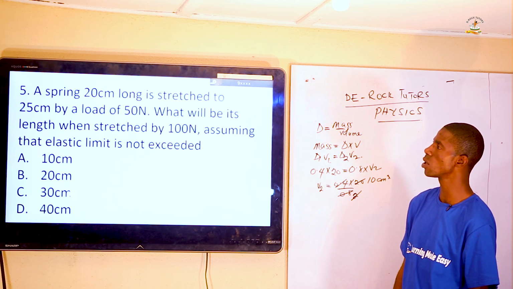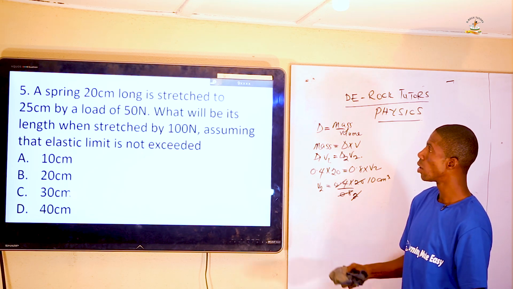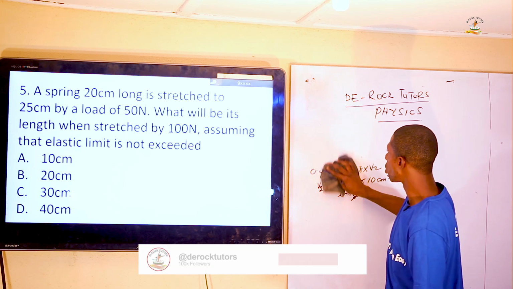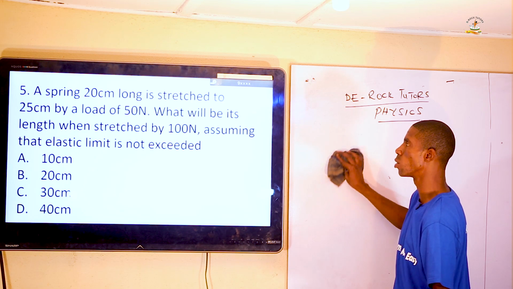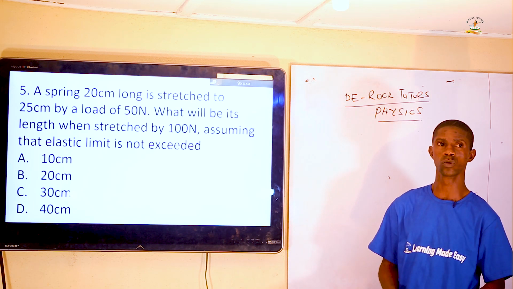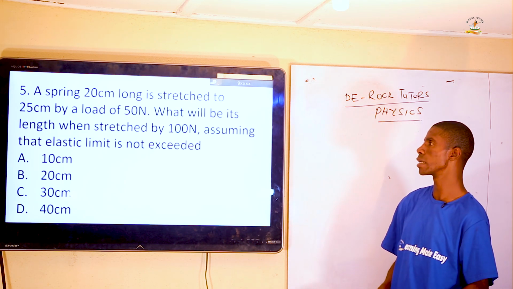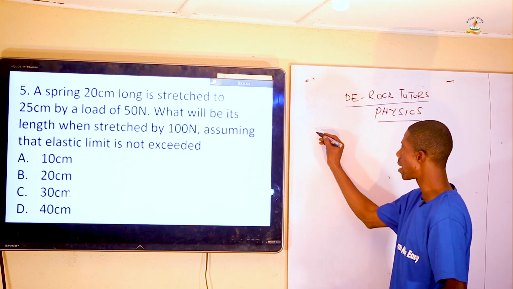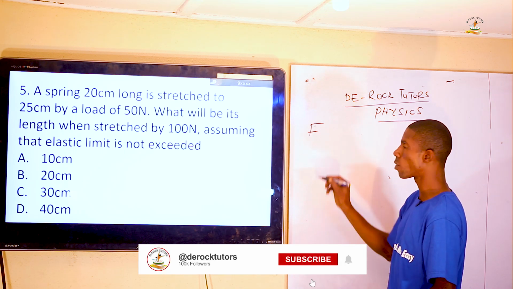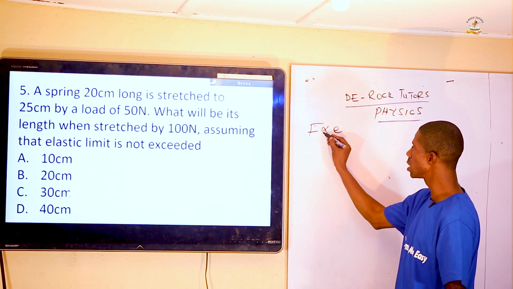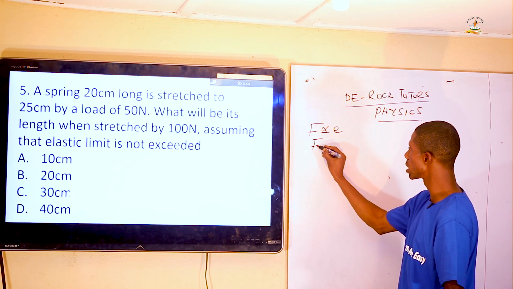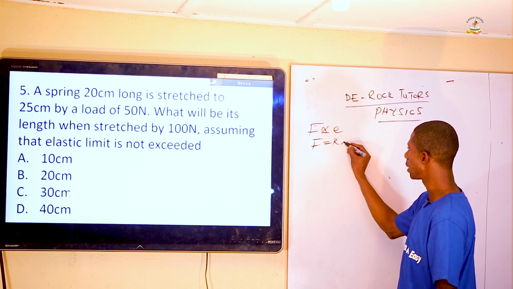So the next question is: a spring 20 centimeter long is stretched to 25 centimeter by a load of 50. This has to do with Hooke's law. From the formula, we have force proportional to the extension. So if I want to remove the sign of proportionality here, I will introduce a constant, which is the elastic constant.